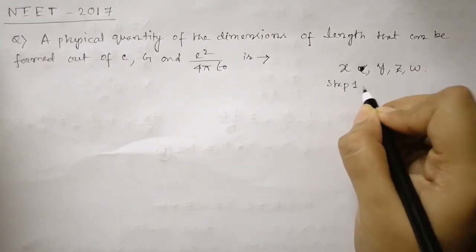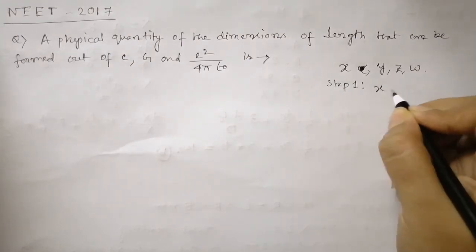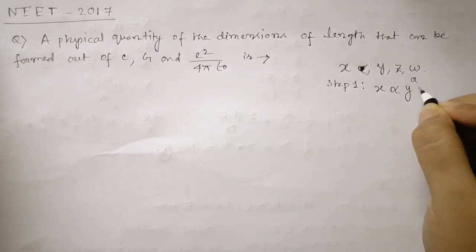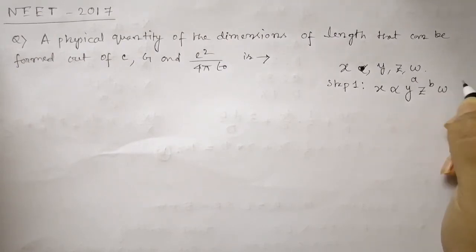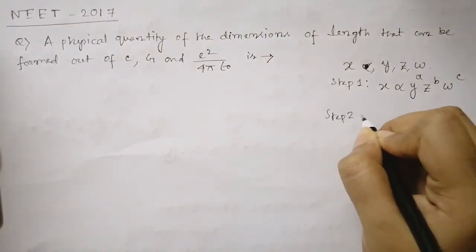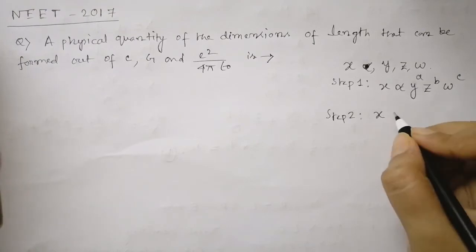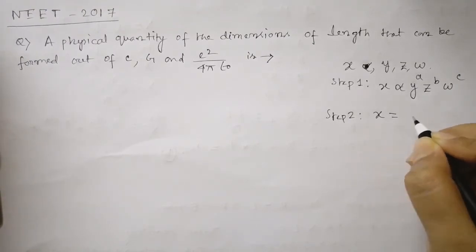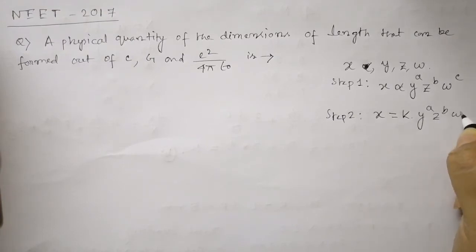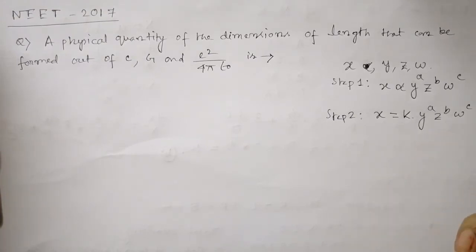Remember the steps. Step 1, write x proportional to y to the power a, z to the power b and w to the power c. Step 2, replace the proportional sign with equal to, put a constant, y to the power a, z to the power b and w to the power c. Our aim is to find the values of a, b, c.